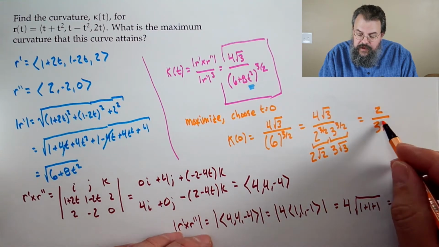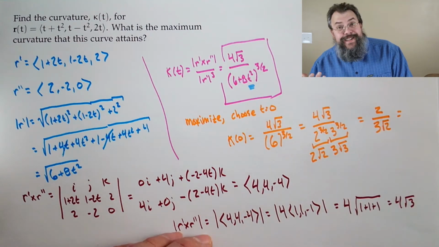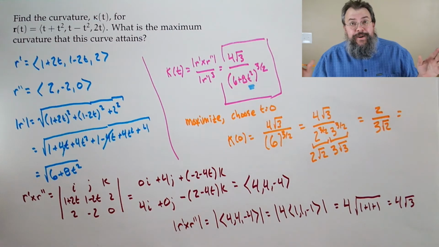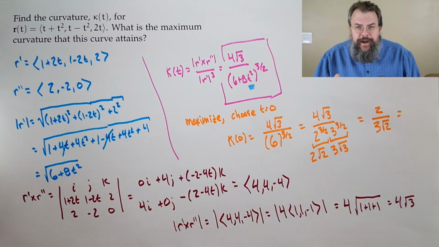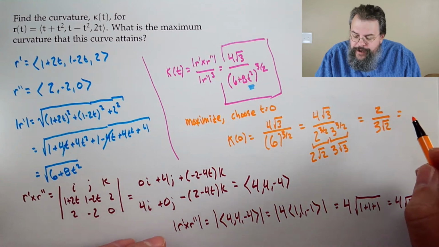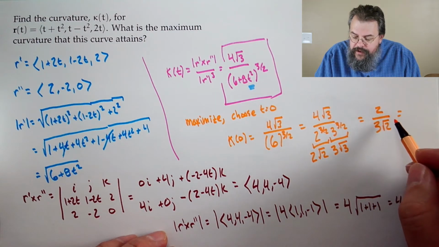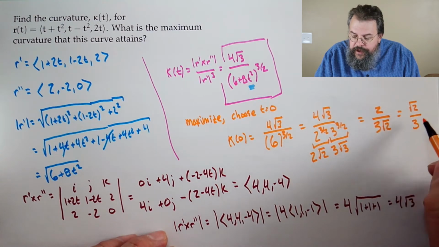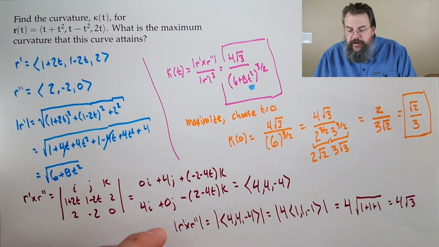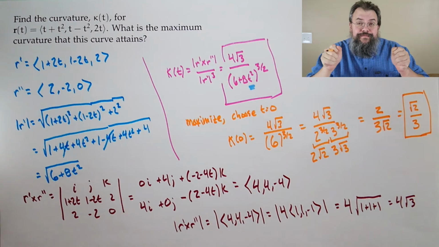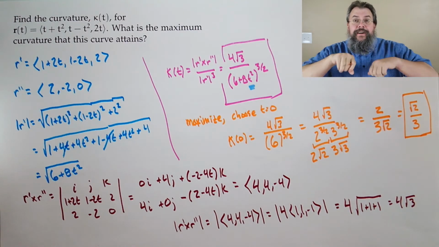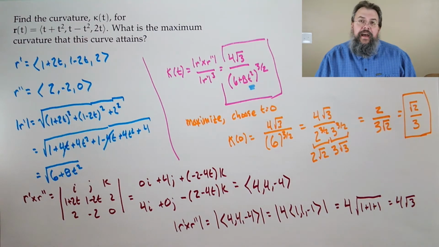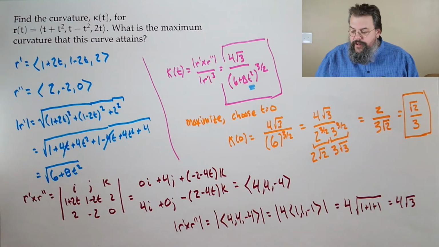If you're somebody who really dislikes square roots in a denominator, there are people who really firmly believe that you should not have square roots in denominators. They're okay. I like them. I hang out with them sometimes. What you can do is multiply top and bottom by square root of 2. And if you did that and cancel, you'll end up with square root of 2 over 3. And there you go. That is the most bent. So if curvature is a measurement of how bent or twisted your curve is, the most bent happens at time 0, and the measurement of it is square root of 2 over 3.